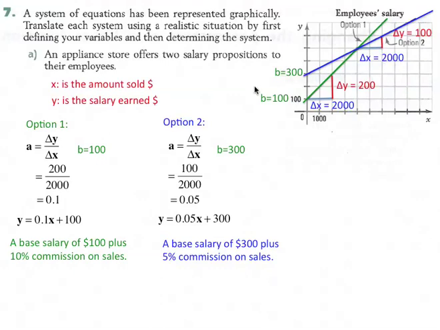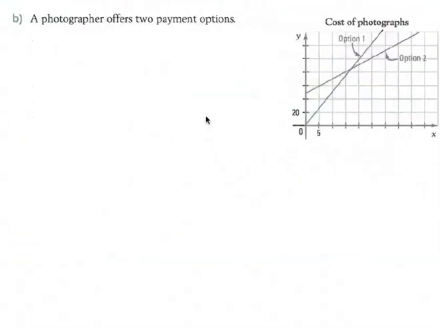Okay, they also want to know what the system of equations is. So I just wrote it. It's exactly this, but I just put it with this little brace bracket. Okay, and there we go. That's it for 7A. For 7B, a photographer offers 2 payment options.